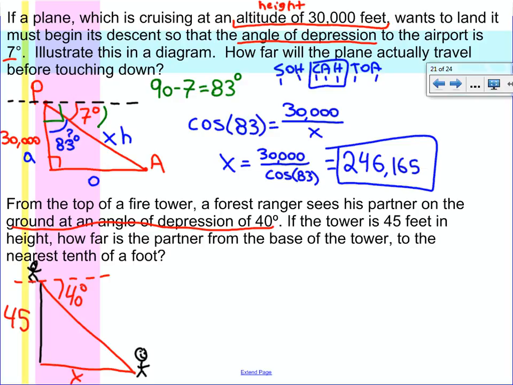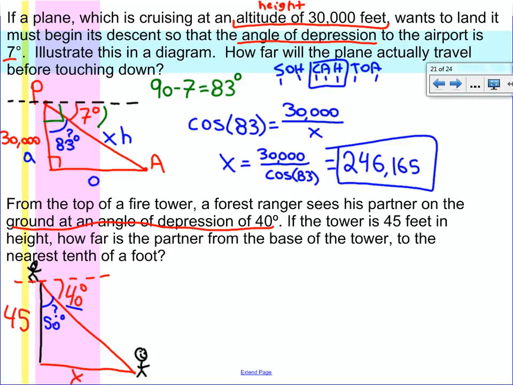Again, we have a problem where we've built a nice picture, we have a nice diagram, but we don't know what this inside angle is here. So we need a way to figure that out. Our trick was that we do 90 minus the outside. So 90 minus 40 would be 50 degrees.